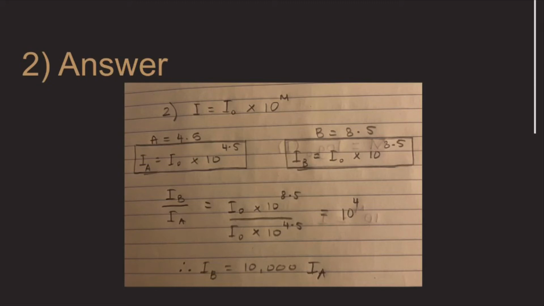Now, since we are comparing these two earthquakes, you will divide them, IB over IA, which will give you I0 times 10 to the power of 8.5 over I0 times 10 to the power of 4.5, which equals 10 to the power of 4 since we are subtracting exponents, meaning earthquake B is 10,000 times stronger than earthquake A.